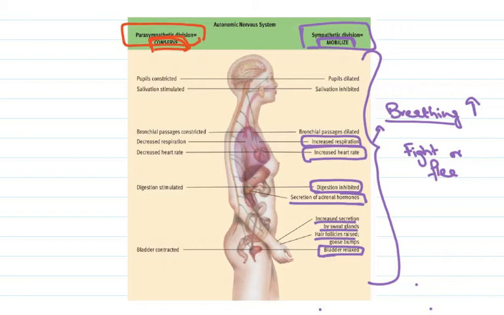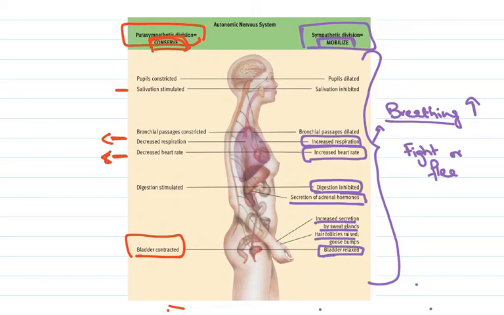So here, salivation becomes stimulated. Here it was inhibited. Here, your heart rate falls, your breathing rate is decreasing, your digestion is again stimulated, your bladder is again contracted, there is no secretion of adrenal hormones, there is no secretion by sweat glands, or you don't have goosebumps.